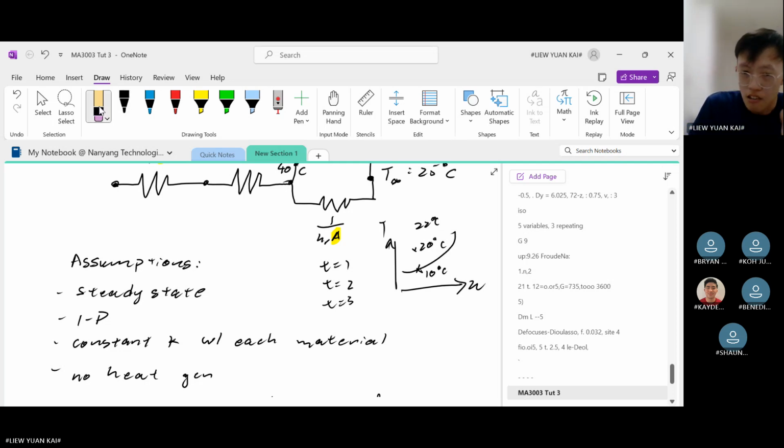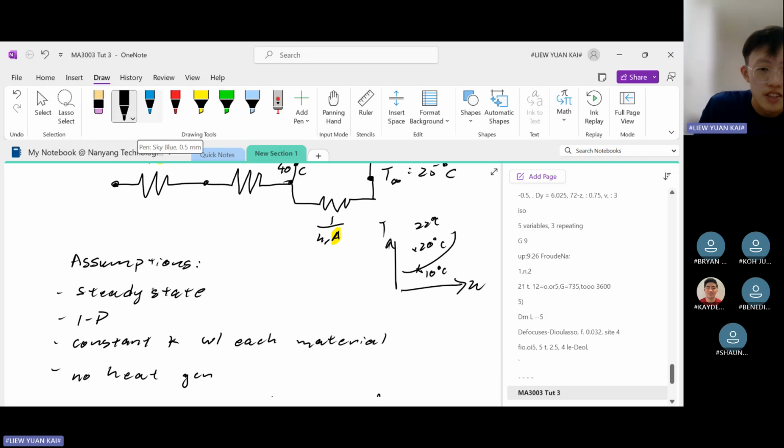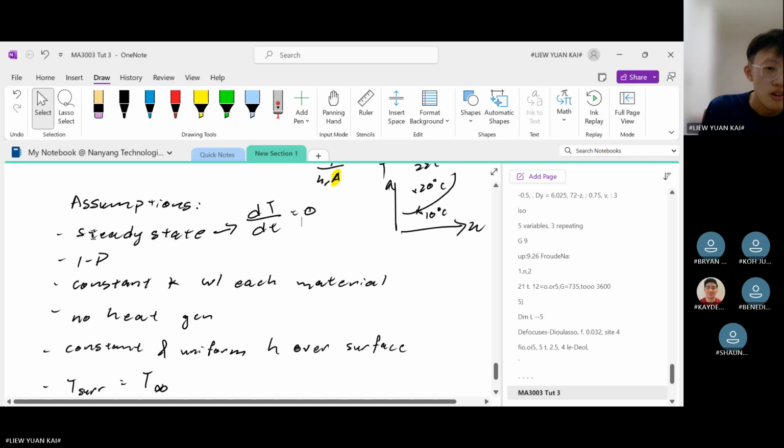So, long story short, even if you don't understand that, what you're supposed to understand is that when you see steady state, it means dT/dt is equal to 0. It means your temperature doesn't change. If the temperature doesn't change, that means the rate of change of temperature is 0. And what is the rate of change of temperature? The dT/dt. So dT/dt is equal to 0.